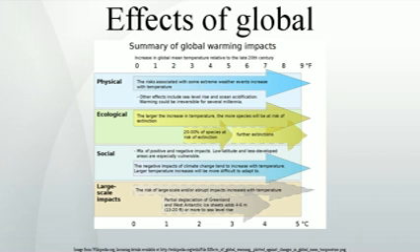Projections of future climate change suggest further global warming, sea level rise, and an increase in the frequency and severity of some extreme weather events. Parties to the United Nations Framework Convention on Climate Change, UNFCCC, have agreed to stabilize greenhouse gas concentrations in the atmosphere at a level that would prevent dangerous anthropogenic interference with the climate system.